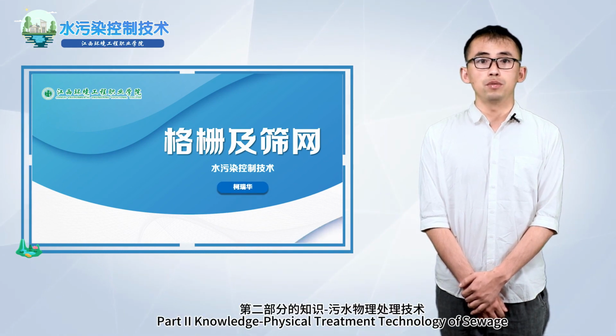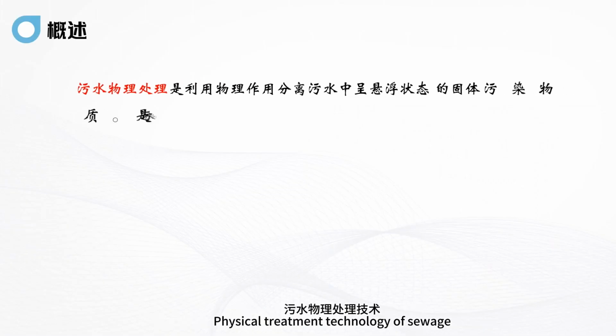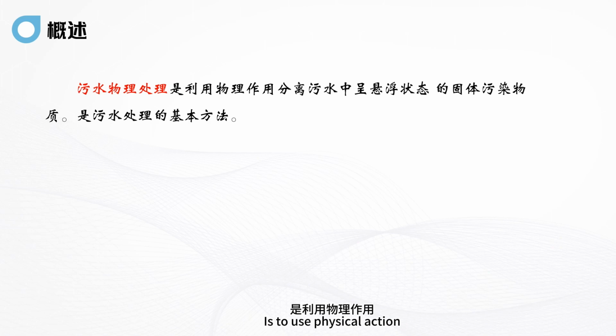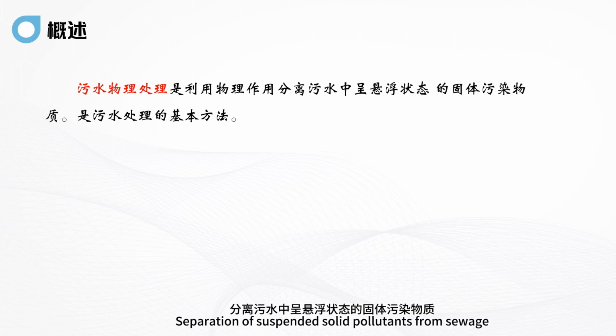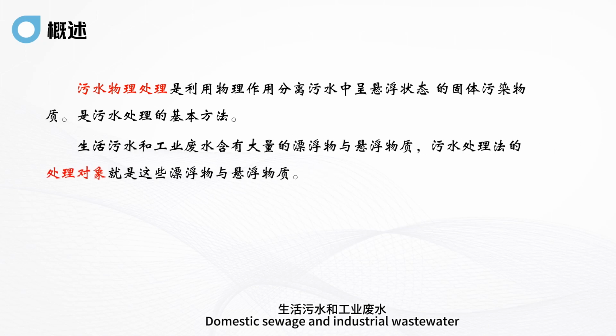Part 2, Knowledge: Physical Treatment Technology of Sewage. Physical treatment technology of sewage is to use physical action to separate suspended solid pollutants from sewage. It is the basic method of sewage treatment. Domestic sewage and industrial wastewater contain a large number of floating objects and suspensions. In the sewage treatment method, the object of the physical processing method is to deal with floating objects and suspended matter.